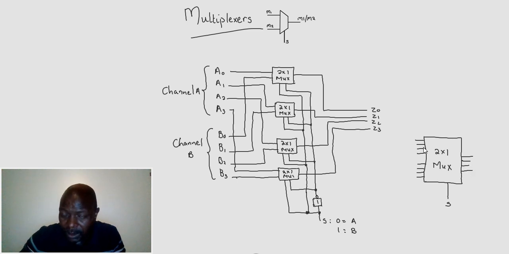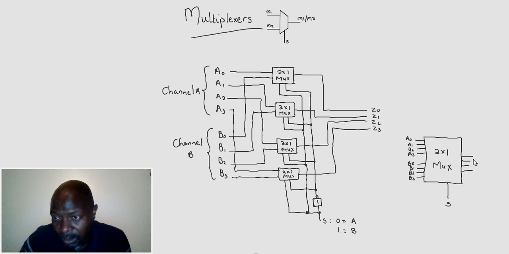Okay, this is a 4-bit two-channel multiplexer, all right? It's two channel, with 4 bits per channel. Let's suppose this is A, that will be A0, A1, A2, and A3. And that will be B, the other channel, B0, B1, B2, and B3. Now the output will be Z0, Z1, Z2, and Z3.